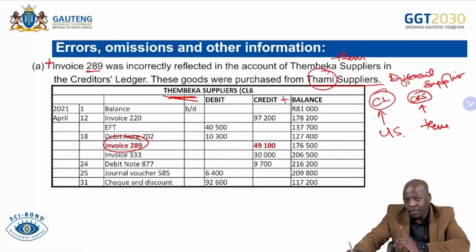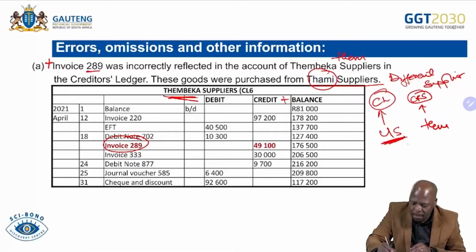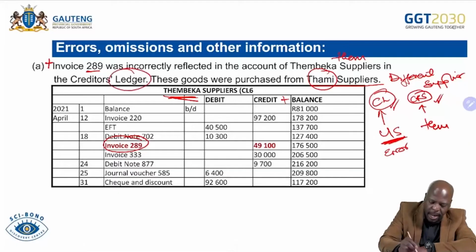I want you to follow again. If we make an error, again, who prepares the creditors ledger? It is us. So if it's us who made the error, we correct it in the ledger. But if it is them that have made the error, it goes to the reconciliation statement. So in this case, let's read it again. Invoice 289 was incorrectly reflected in the account of Tembeka Suppliers in the creditors ledger. So it's already telling us that the error is in the ledger.